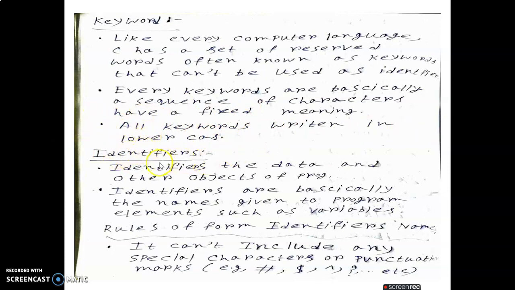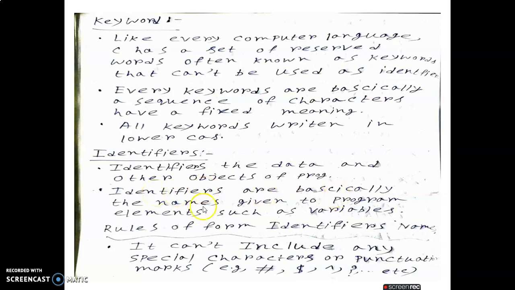Identifiers. Identifiers are the data and other objects of the program. Identifiers are basically the names given to program elements such as variables. Again I repeat, identifiers are the data and other objects of the program, maybe data or other objects.